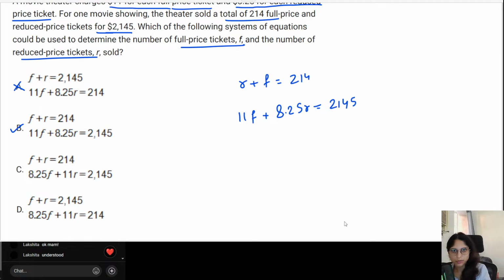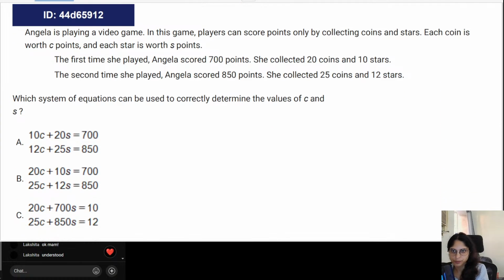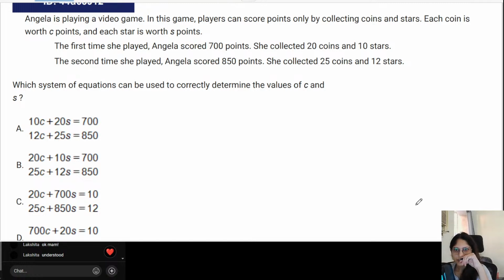Last easy word problem is question number 64. Angela is playing a video game. In this game, she can score points only by collecting coins and stars. Each coin is worth C points. Each star is worth S points. First time she played, she scored 700 points. She collected 20 coins and 10 stars.